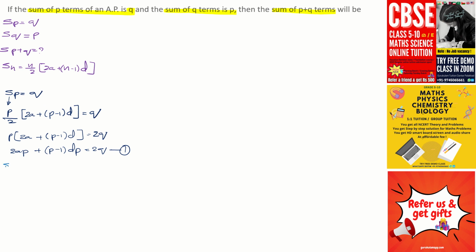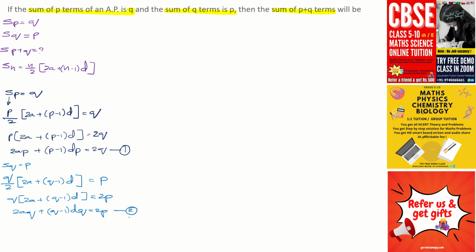We know the sum of q terms is p. So creating the standard equation, it will be q by 2 into (2a plus (q minus 1) into d) equal to p. Just like what we did previously, we can write q into (2a plus (q minus 1) into d) equal to 2p. Multiplying the q inside, it is 2aq plus (q minus 1) into dq equal to 2p. This is our equation number 2.